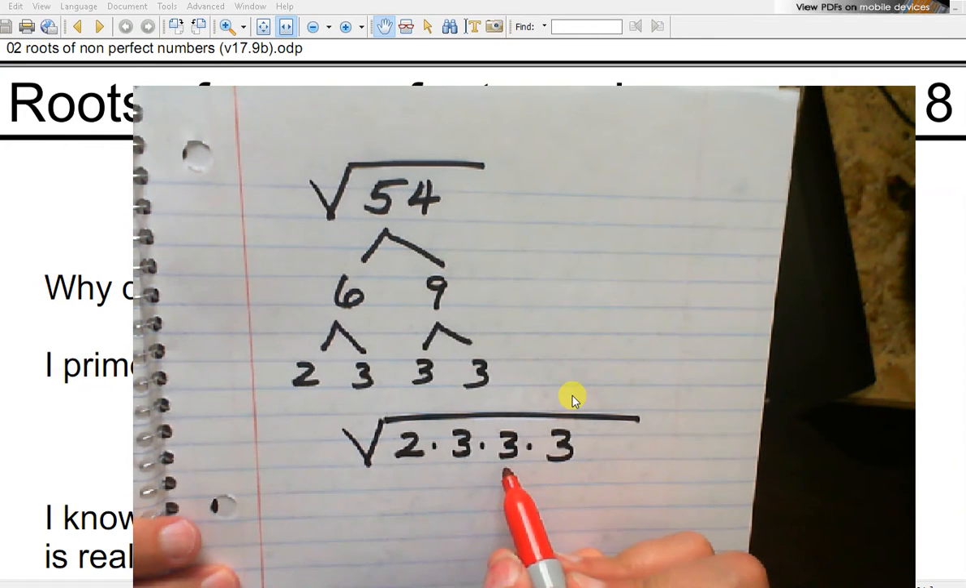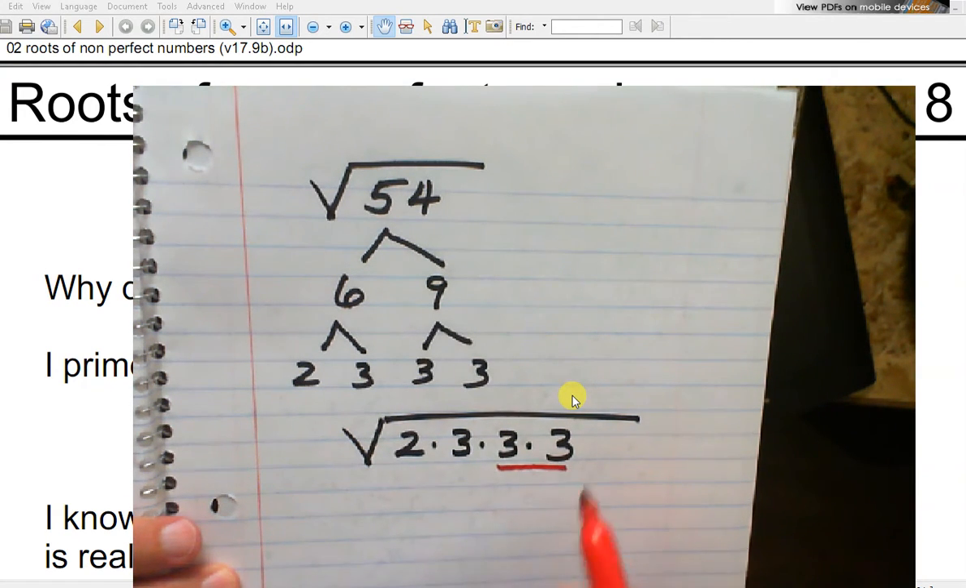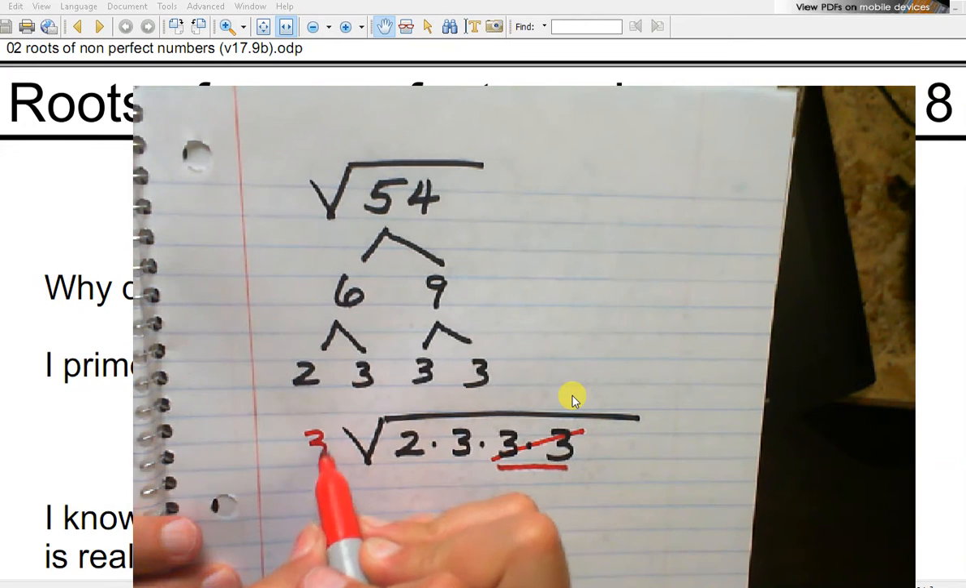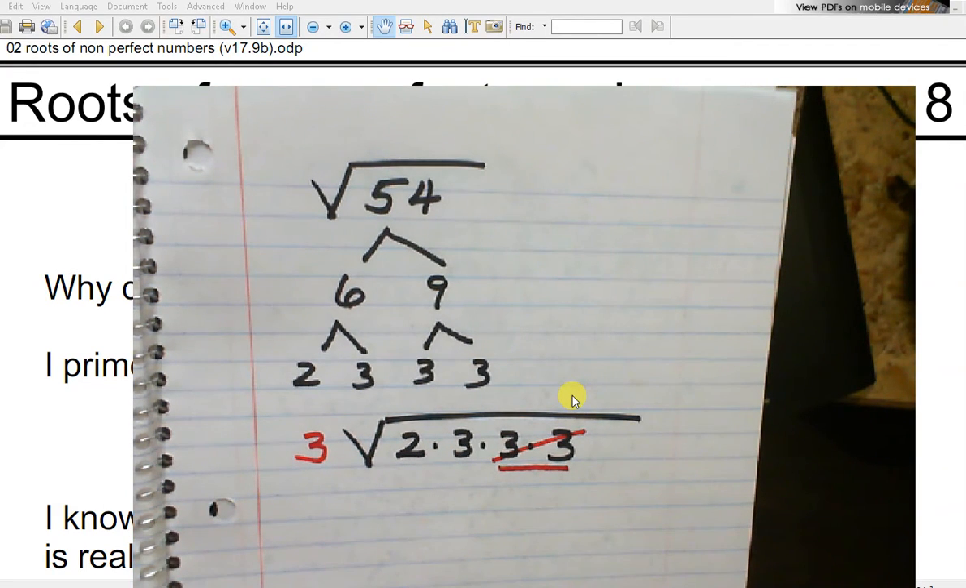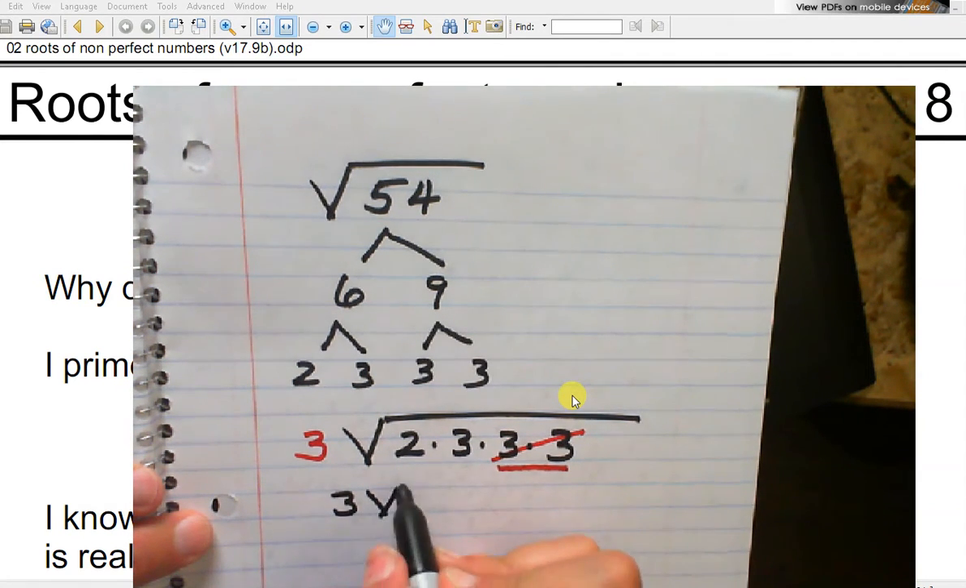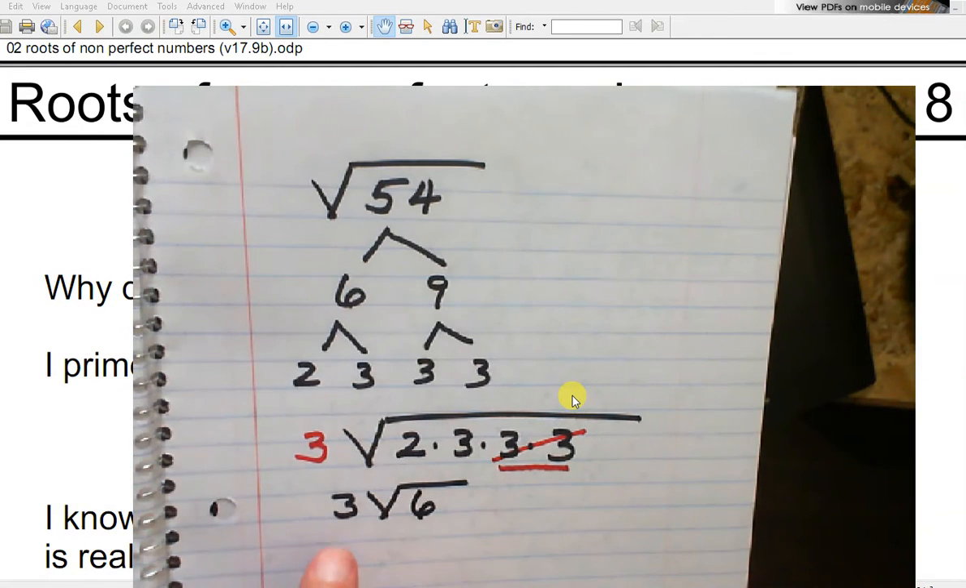So look at these two numbers right here. What's 3 times 3? 3 times 3 is 9. What's the square root of 9? 3. And we'll clean it up. The answer is 3 times the square root of 6.